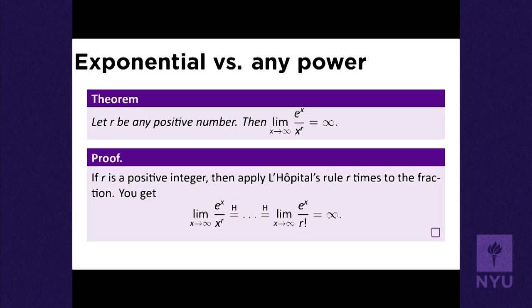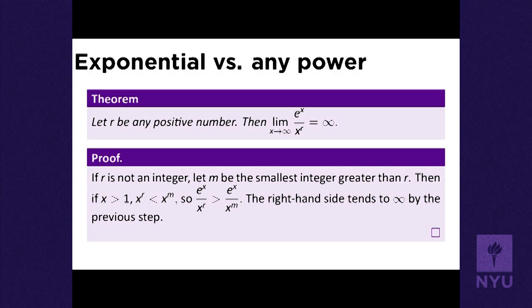Now, what if r is not a whole number? Then you can do something like we did before. Compare e to the x over x to the r with e to the x over x to the m, where m is the next smallest positive whole number. So say r was 3.5, then e to the x over x to the 3.5 would be greater than e to the x over x to the 4.